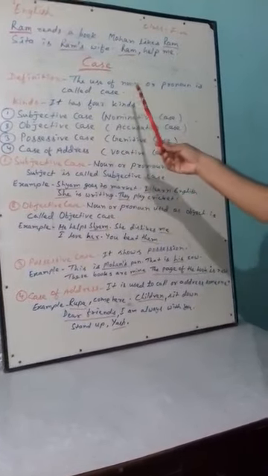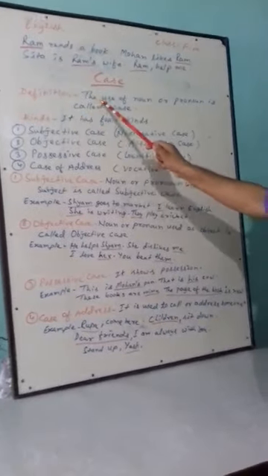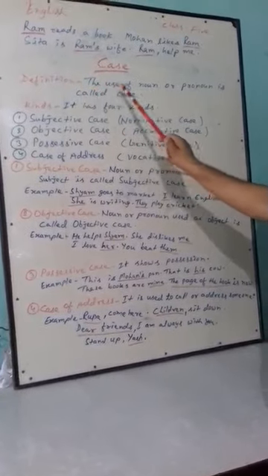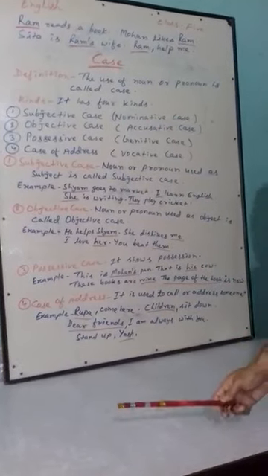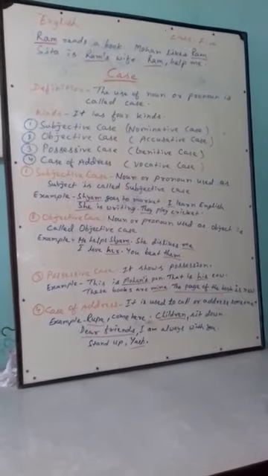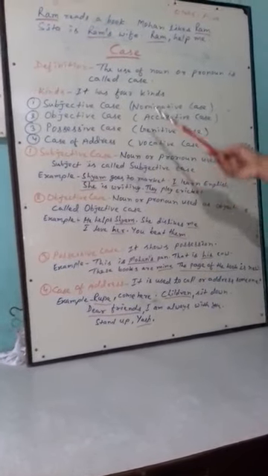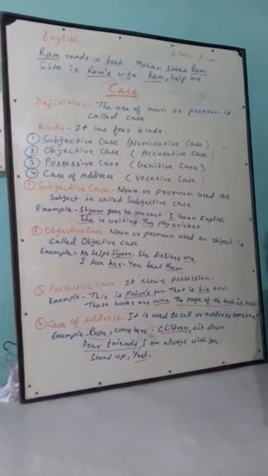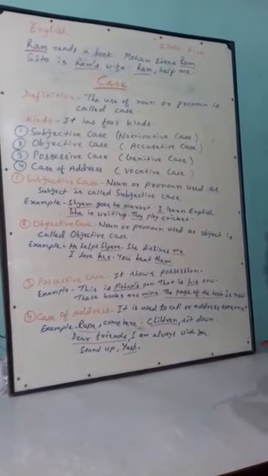So today we shall study case. First of all, we will see the definition. The use of noun or pronoun is called case. Once again, the use of noun or pronoun is called case. How do we use any noun or pronoun in a sentence? On the basis of that, the case of that word is decided. As you saw, in these sentences, Ram has been used in different ways. So in all these sentences, their case is different.